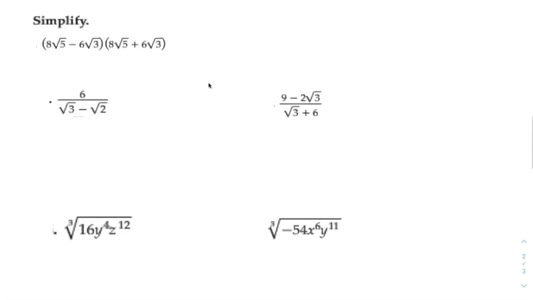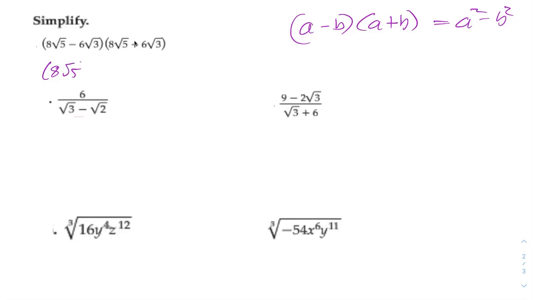Next one's another one, because I hate you guys apparently. So do the same thing. But what do you notice here? It's a difference of two squares. These are exactly the same except for the middle sign. So we can do a shortcut. We should always know the difference of two squares: a minus b times a plus b equals a squared minus b squared. So if you had the shortcut, you just square the first one minus square the second one. How does the square work? It goes to both of them.